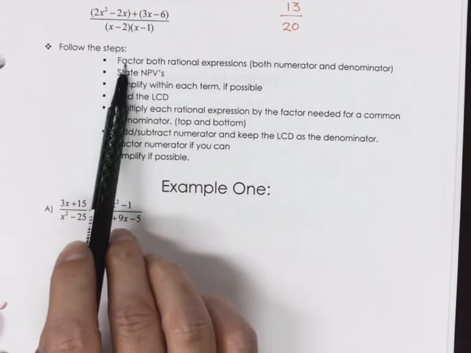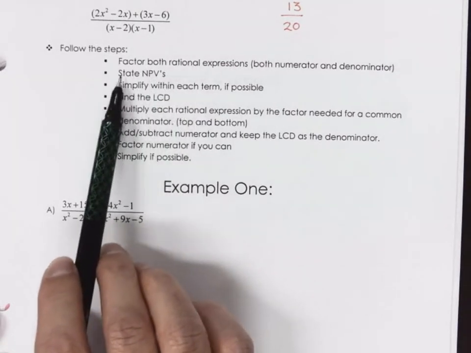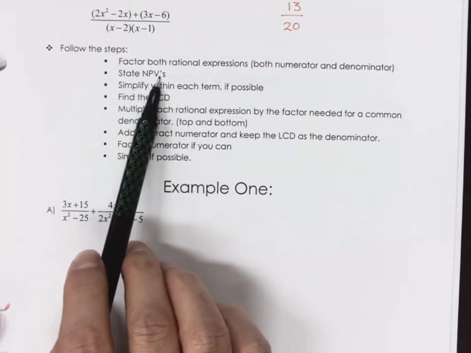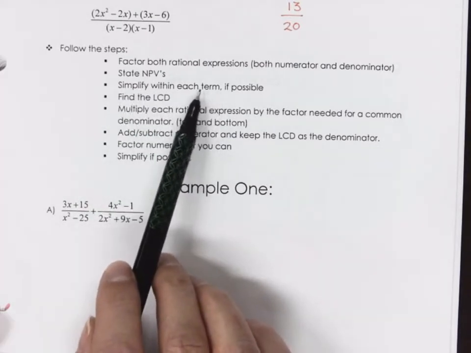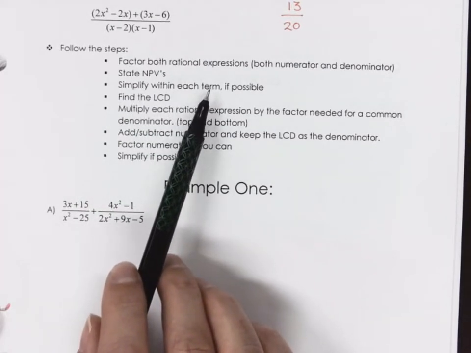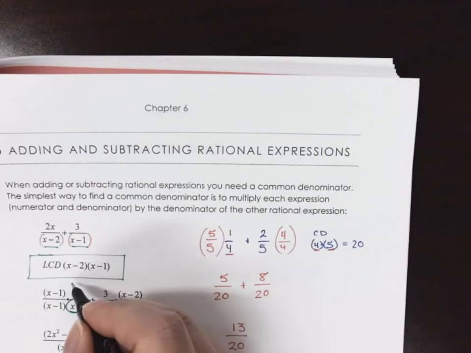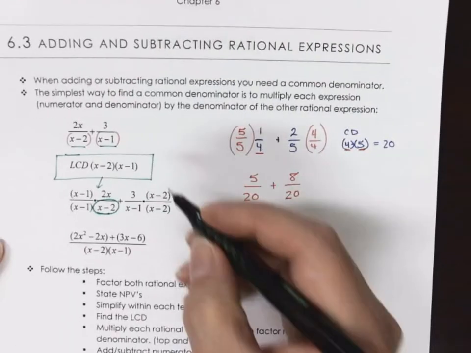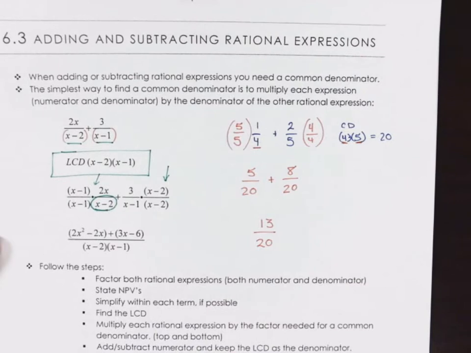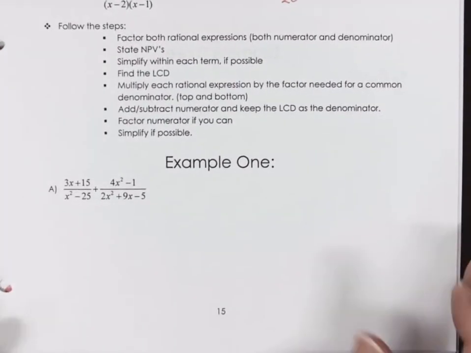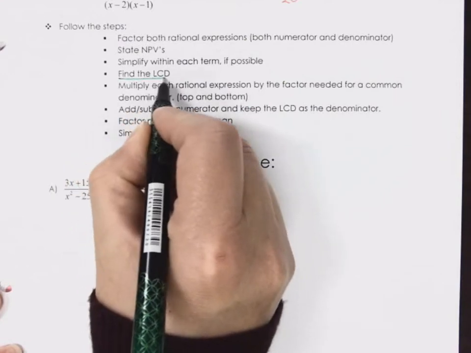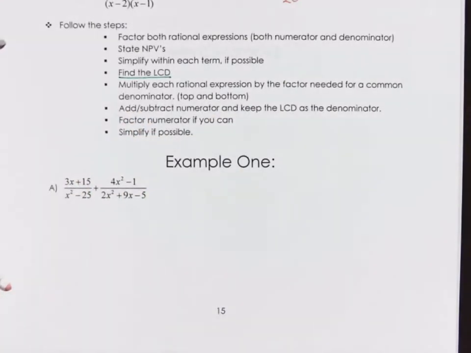Okay, so step 1, factor everything. Step 2, state your NPVs. If you can, simplify within each term. Do you guys know what I mean by within each term? Like, simplify in this one if you can. Simplify in that one if you can. It just makes it a little bit easier when you're finding the LCD, that's all. Find the LCD, super easy, you're just multiplying those denominators together.